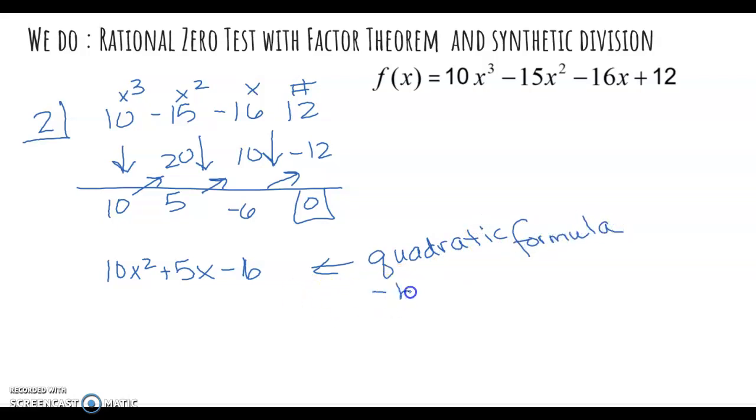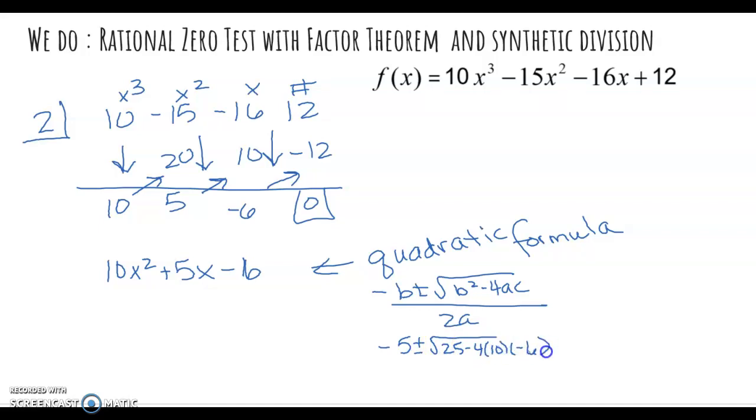So we've got -b plus or minus the square root, b squared minus 4ac, all over 2a. If you're not 100% with this, check my quadratic formula videos. So we've got -5 plus or minus the square root of 25 minus 4 times 10 times -6, all over 20. 25 minus 4 times 10 times 6, 265, so the square root of 265.